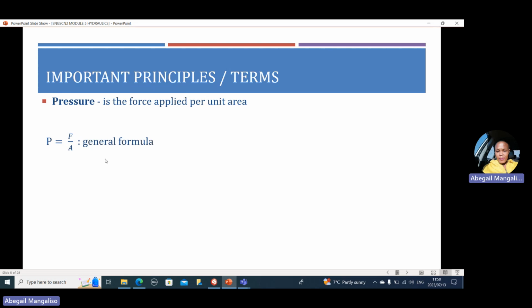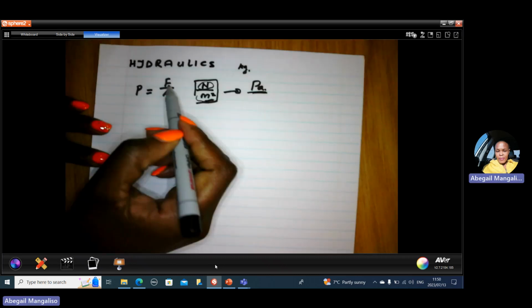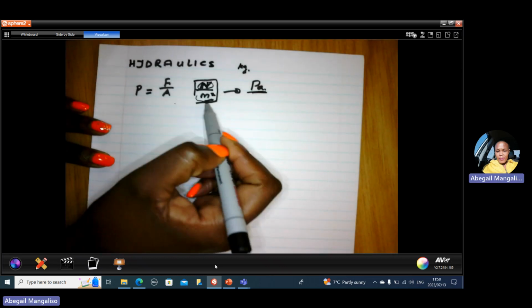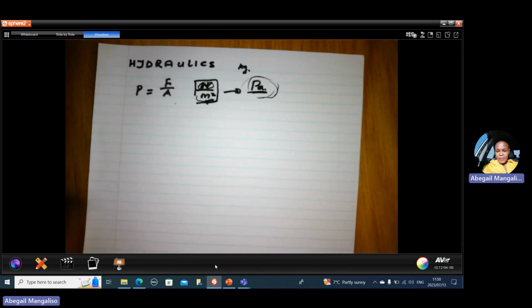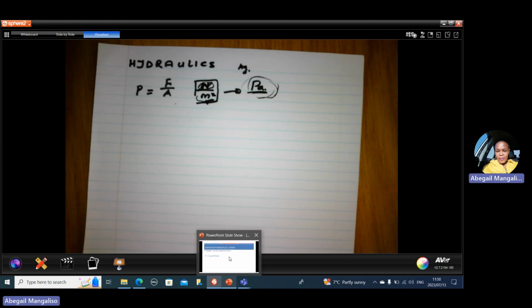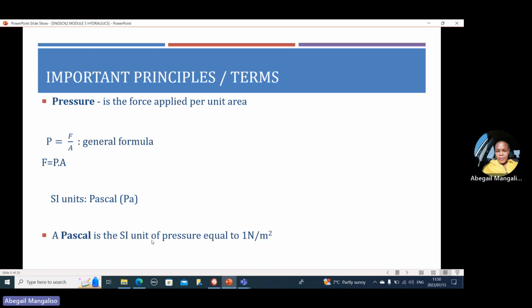A force over a square meter is equivalent to a Pascal. A force must be in newtons and an area must be in square meters, and this is equivalent to a Pascal. So at the end of your calculation, you just put Pa, which is the SI unit of pressure, a Pascal. You must be able to define this SI unit called Pascal. A Pascal is the SI unit of pressure equal to 1 Newton per square meter.